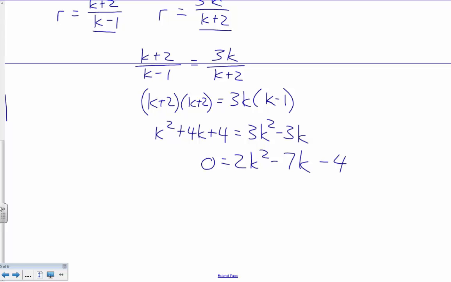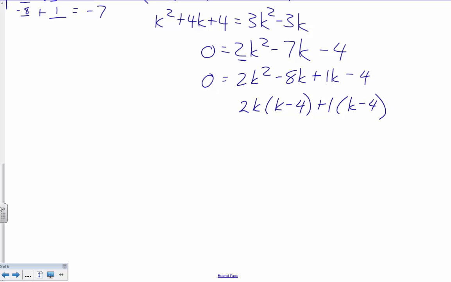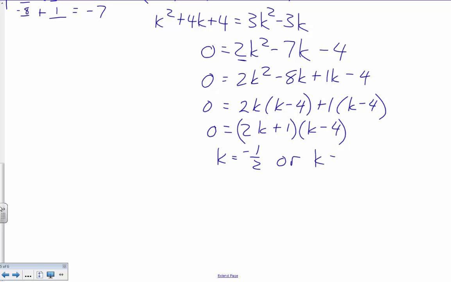So a little work on the side, and I have this: what times what equals negative 8, what plus what equals negative 7. Negative 8 times positive 1 gives me negative 8. Negative 8 plus 1 is negative 7. Unfortunately, because of this 2, we have to do the product that way, and we also have to do decomposition. So 0 equals 2k squared minus 8k plus 1k minus 4. Factor the first two, I get 2k(k minus 4), plus 1(k minus 4). 0 now equals (2k plus 1) times (k minus 4). So k equals negative 1/2, or k equals 4.